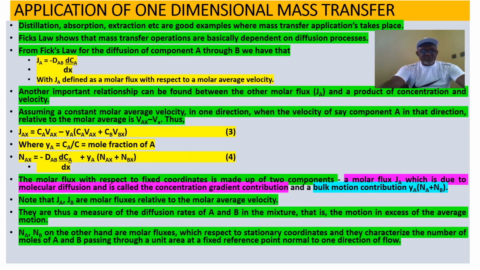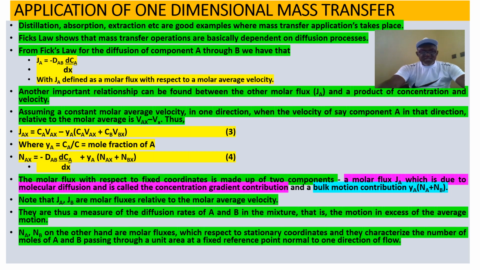As you can see in that equation, we have defined the molar flux, which is dependent on the molar average velocity. Now, another important relation can be found between the molar flux and the product of concentration and velocity. So we'll get equation 3 and also equation 4, where the molar flux with respect to fixed coordinates, that is NAx, is made up of two components.